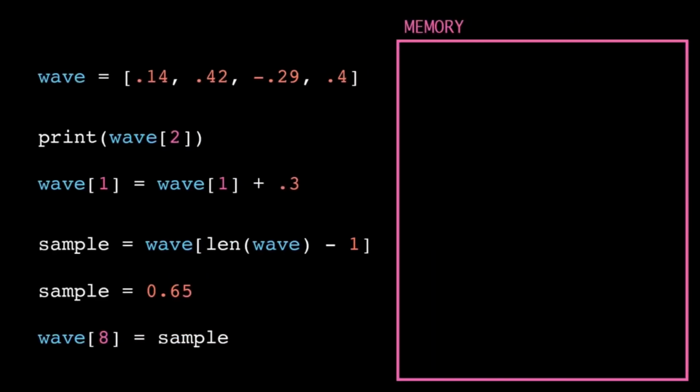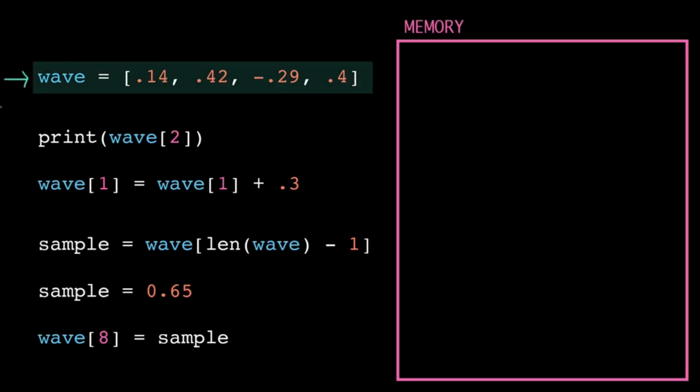Let's trace how the computer stores and updates a list in memory. Here, we have an assignment statement with a list definition on the right-hand side.